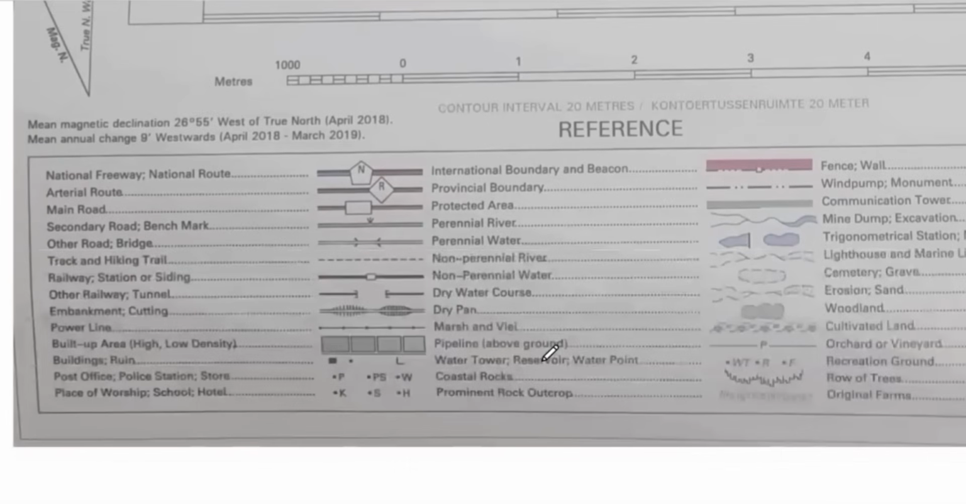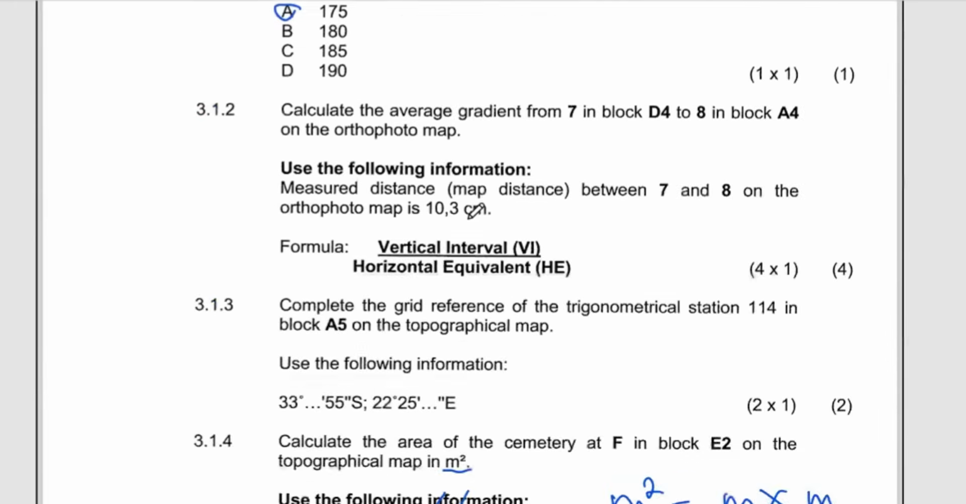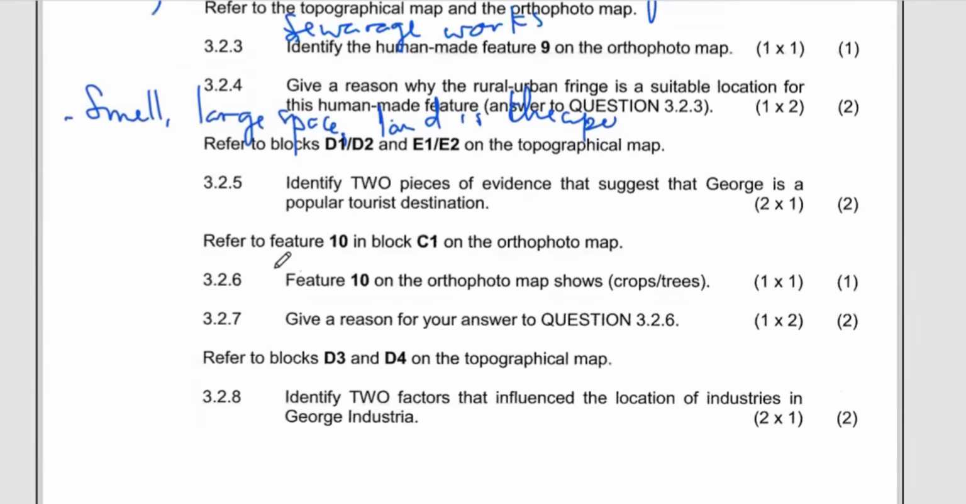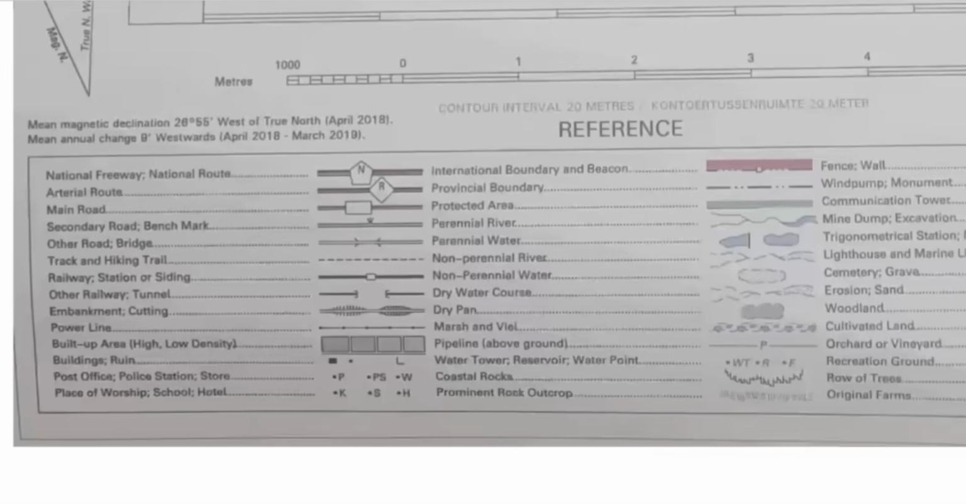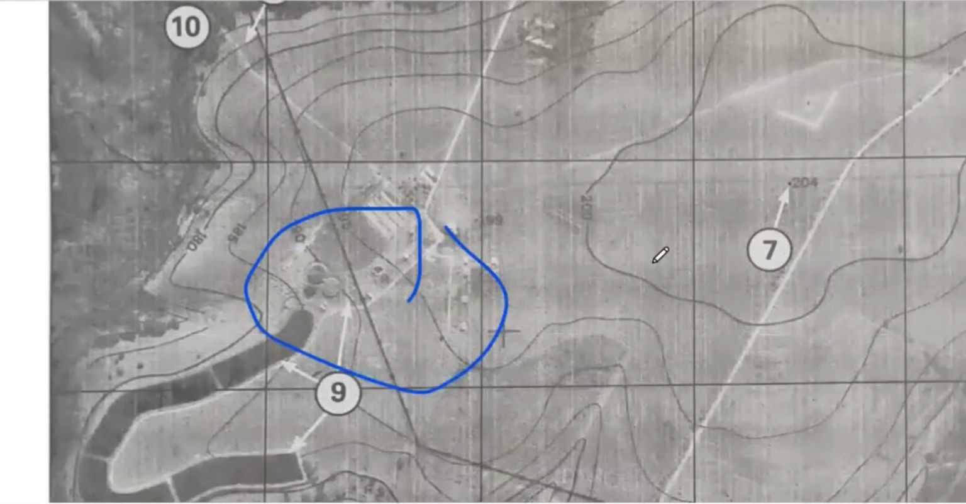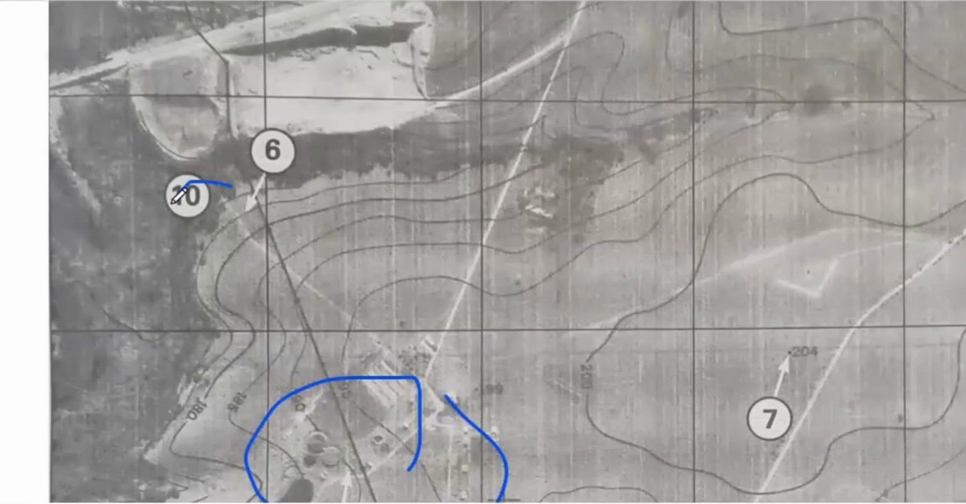Right. The next question we need to look at is a question on: refer to feature 10 in block C1 on the orthophoto map. The feature on the orthophoto map shows what is the feature that is being shown there on the orthophoto map. We can try to check here. Our orthophoto map, what is it giving us? We want the feature 10. Right, this feature here.